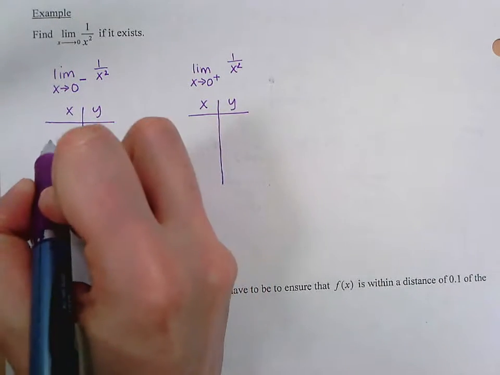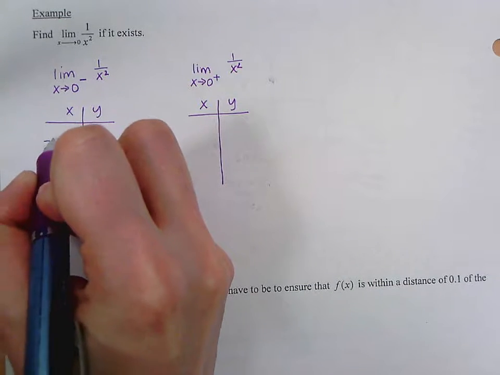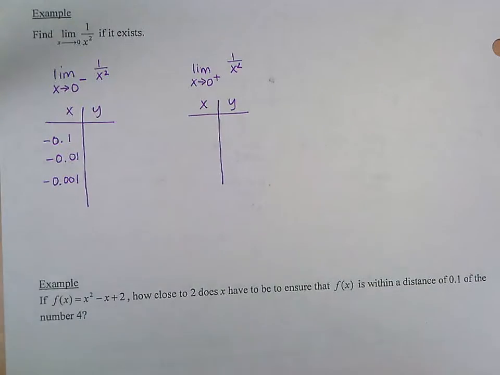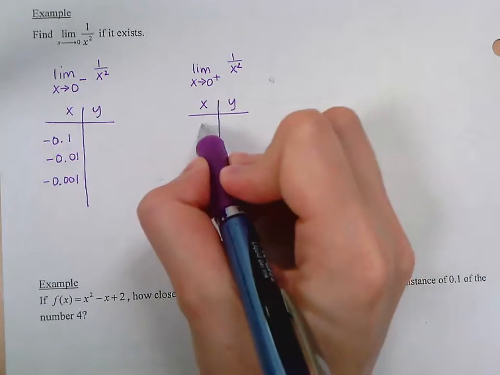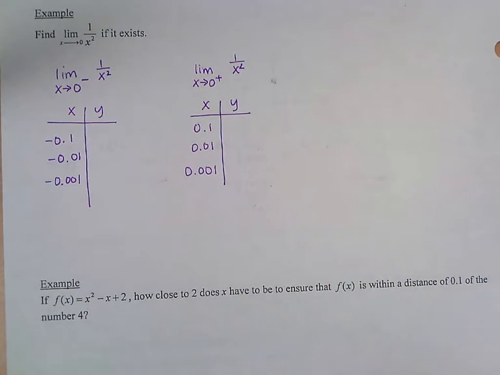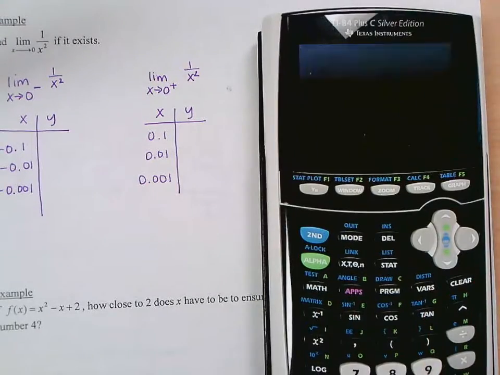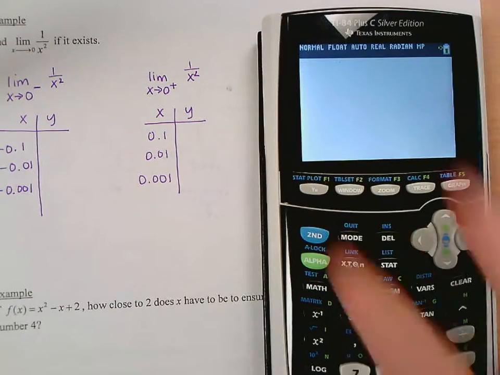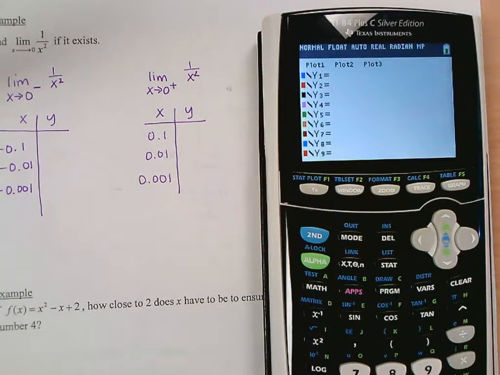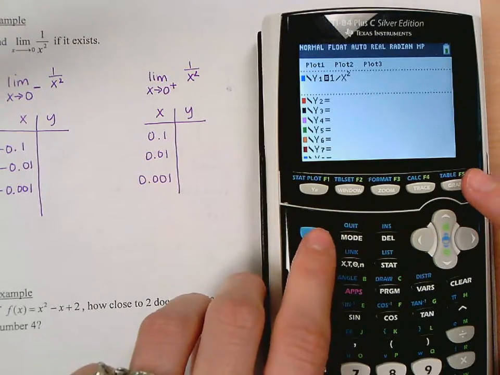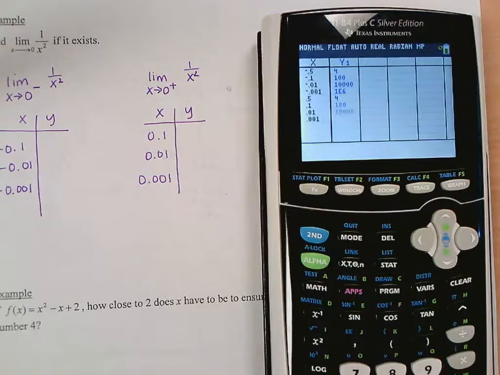From the left would be like negative 0.1, negative 0.01, negative 0.001. And then from the right of 0, positive 0.1, 0.01, 0.001. And again, that shortcut to make it easier to substitute in values: type the function into your y equals. So 1 divided by x squared. Go to your table feature, so second graph for table.